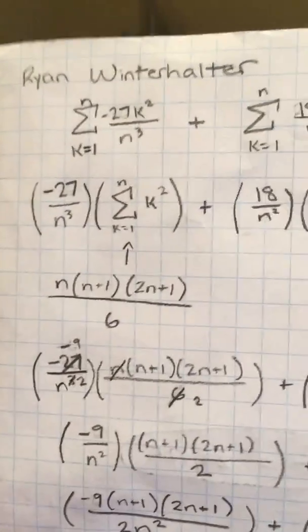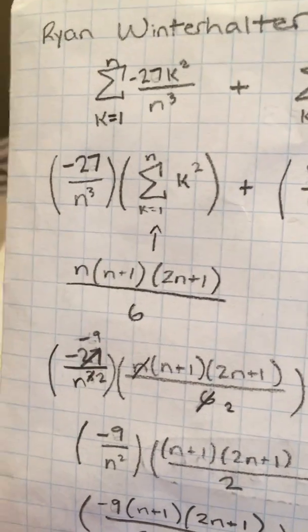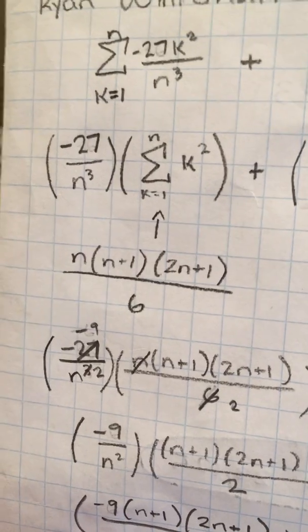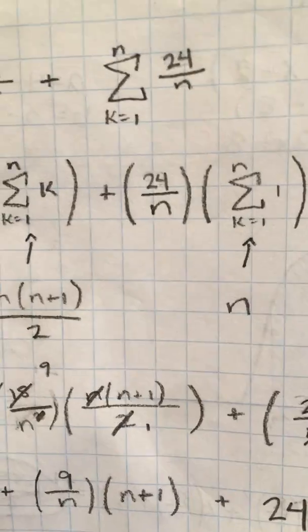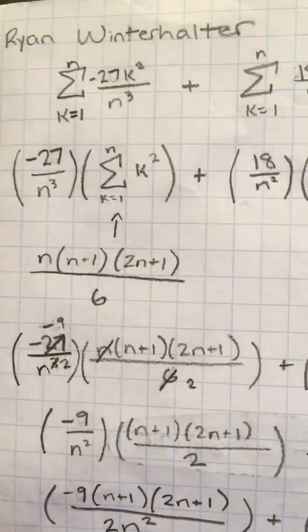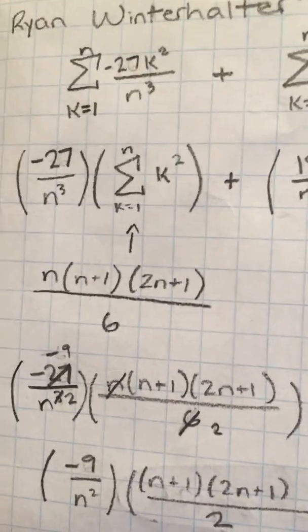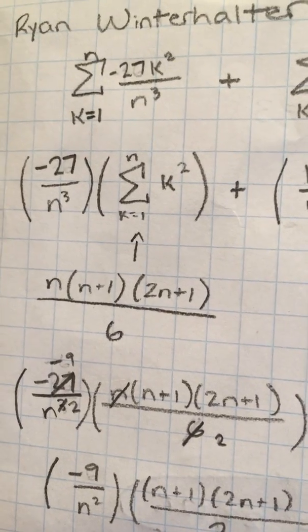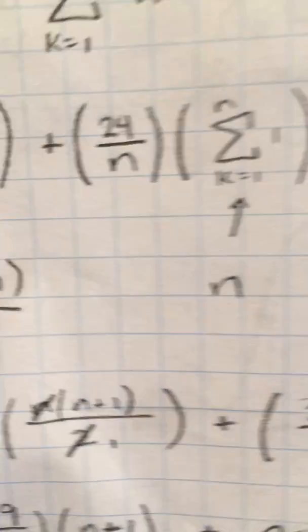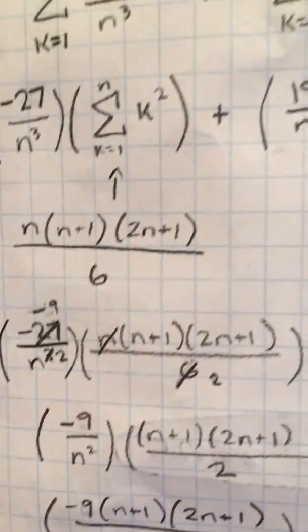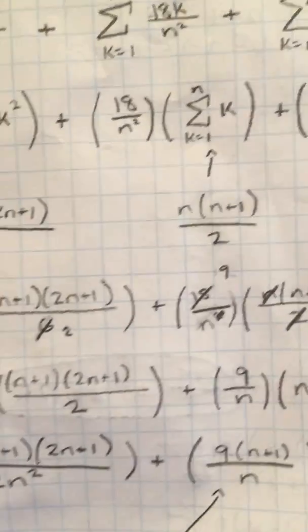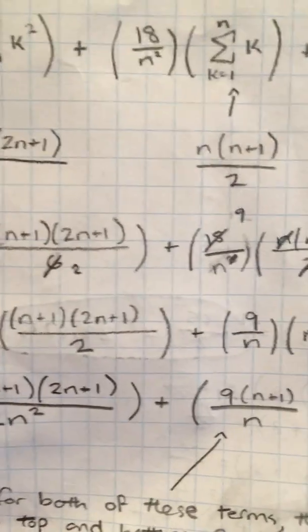Now we know that when we have a constant, we are able to factor stuff out. So here we're able to factor out the negative 27 over n cubed, here we're able to factor out the 18 over n squared, and here we're able to factor out the 24 over n. That leaves us with these 3 things here. Sigma with n on top, k equals 1, k squared, k, and just 1. And from previous problems throughout this semester, we were told that we're able to substitute in this for that, and this for that. So when we do substitute those in, we get this.